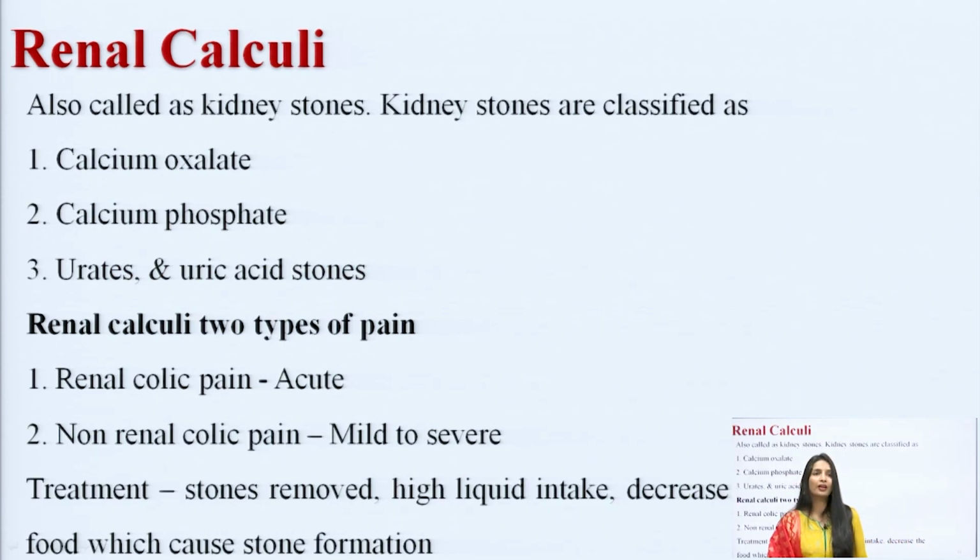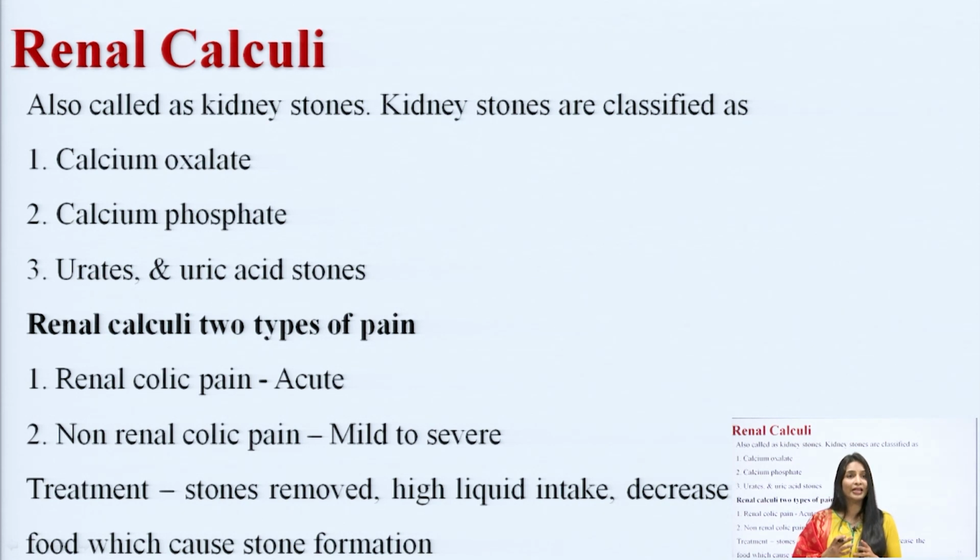And next one, renal calculi. So what is renal calculi? It is nothing but a kidney stone. When kidney stones have formed, you can call it renal calculi. So renal calculi is nothing but any kidney stones. Here the stones have been classified into calcium oxalate, calcium phosphate, urates, uric acid stones. ये सब कुछ होता है बेटा.